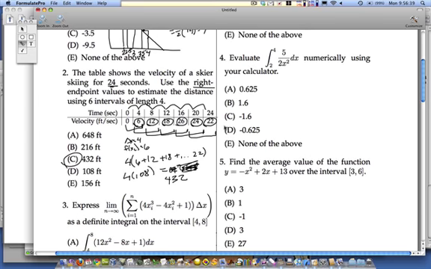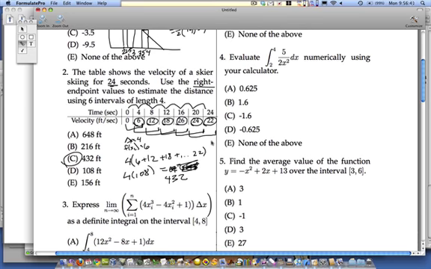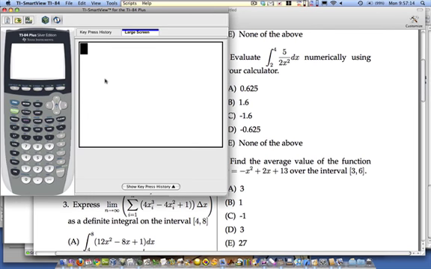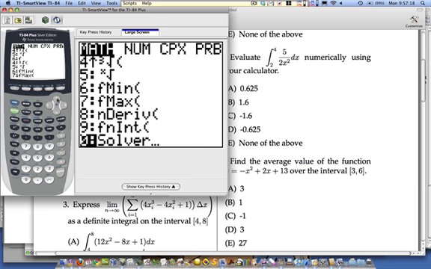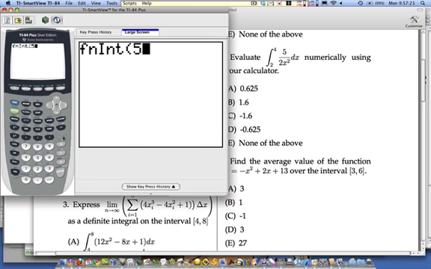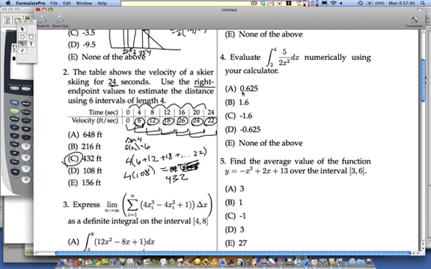Okay, number 4, evaluate numerically using your calculator. Okay, let me pull the calculator up real quick. So here's my calculator, and we'll just do math, fn int. Okay, the function is 5 divided by, and let's put the 2x squared in parentheses so we're sure that it gets computed in the proper order, with respect to x from 2 to 4. And we get an answer of 0.625, and so this answer is equal to A. Yay!